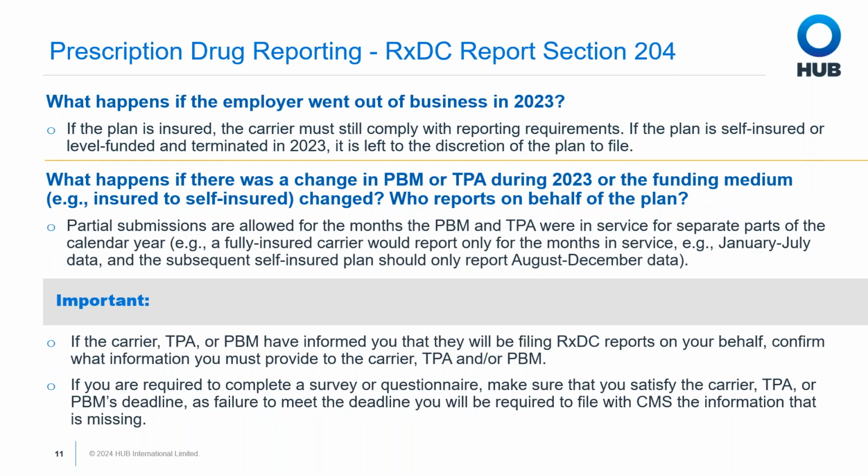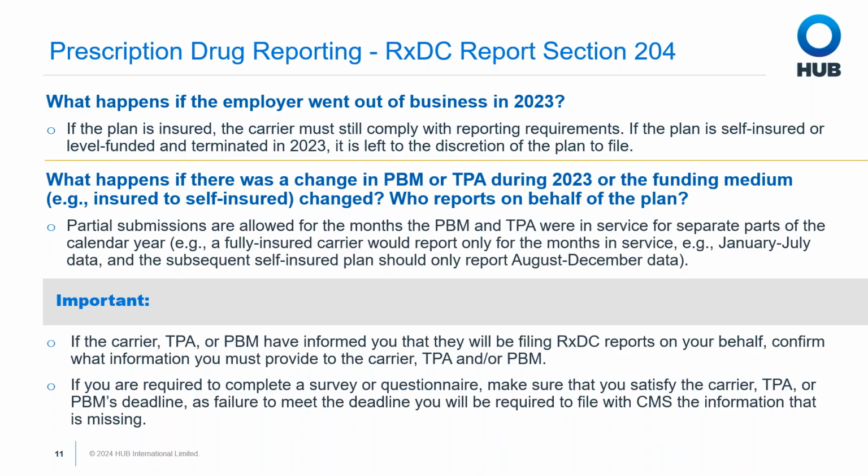What happens if the employer went out of business in the 2023 calendar year? If the plan is fully insured, the medical insurance carrier would still be required to comply with the reporting requirements. However, if the plan was self-funded or level-funded for 2023, it is left to the discretion of the plan to determine if they want to file the RxDC reports or not.